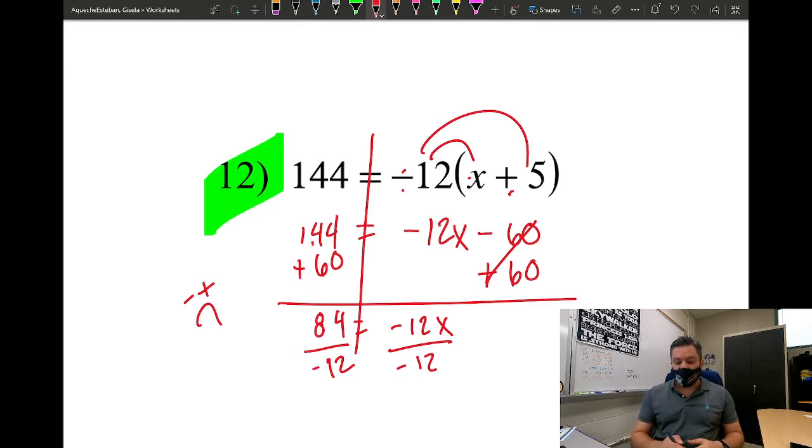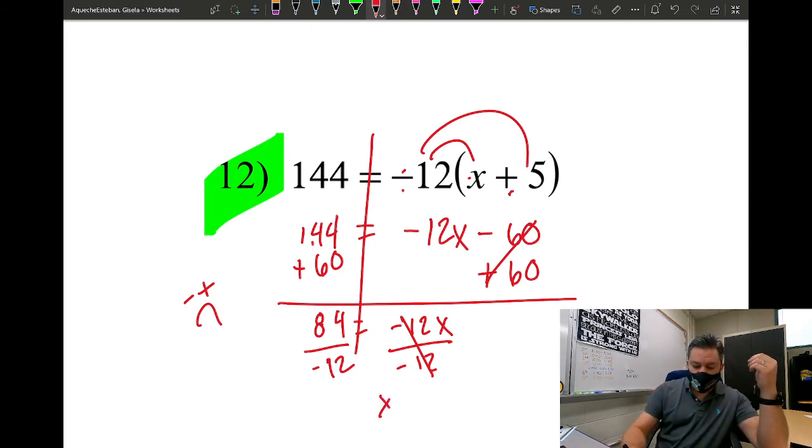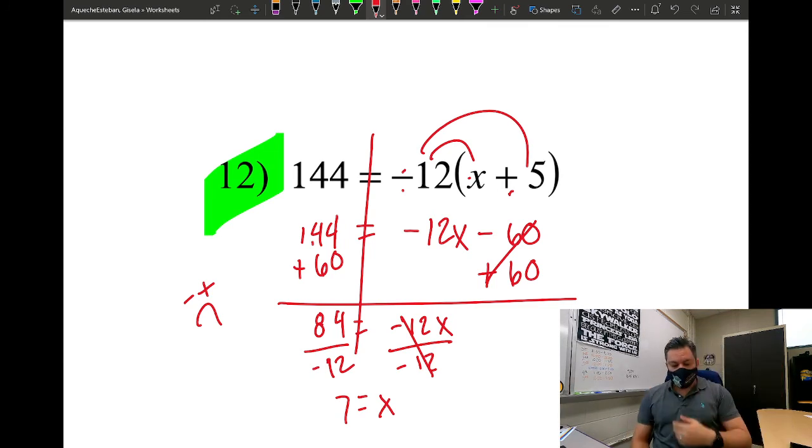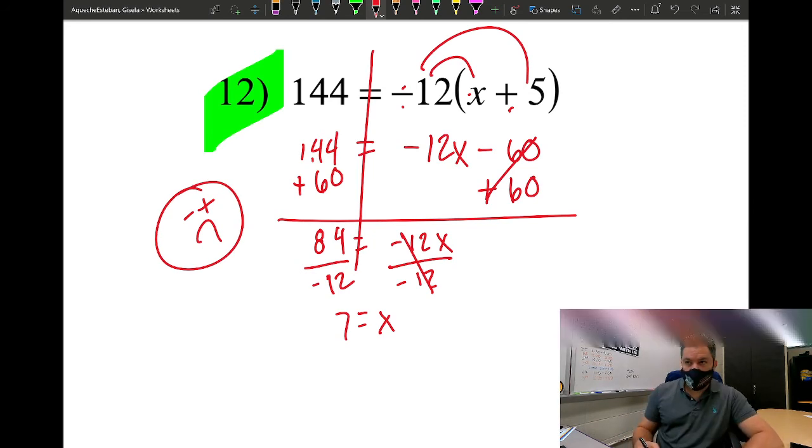How many times does 12 go into 84? 12, 24, 48, 60, right? 72, 84. How many times is that? 7. So x equals 7. Check my math. Right there. The answer is 7. Positive or negative? Negative. Negative.